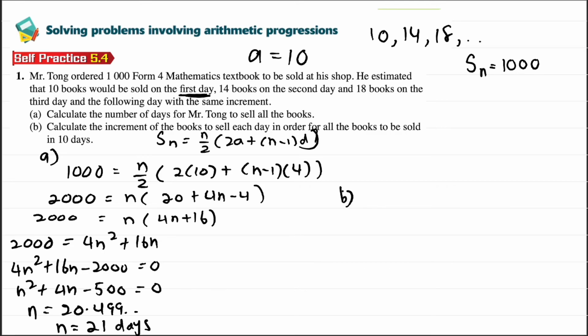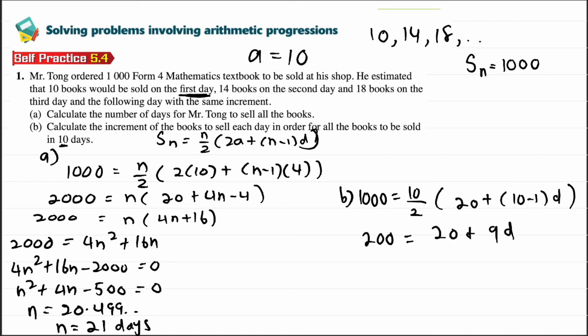Now calculate the increment of the books to sell each day in order for all the books to be sold in 10 days. So kita nak cari sekarang dia punya d. Okay, we know that jumlah buku dia adalah 1000 dan kita tahu dia punya n sekarang ni sebab dia kata n dia adalah 10 hari. So 10 per 2, 20 tambah sekarang ni kita tahu dia punya n adalah 10 kan. So 10 tolak 1, kita nak cari dia punya d sekarang ni.